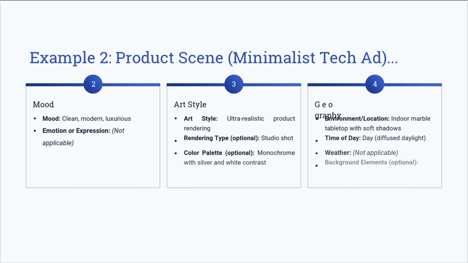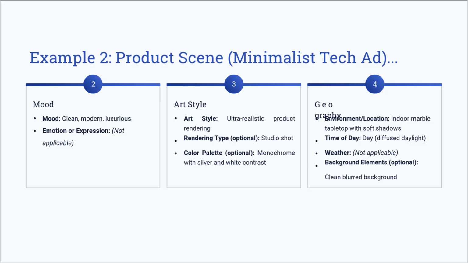Next, we go to mood. The vibe is clean, modern, and luxurious. There's no emotion here, but the lighting and simplicity make it feel premium. Now, art style. We're going with ultra-realistic rendering, something you'd expect from a top-tier commercial shoot. It's a studio-style image, and the color palette is monochrome, with touches of silver and white, keeping it classy.